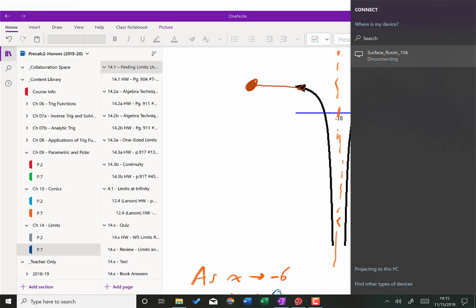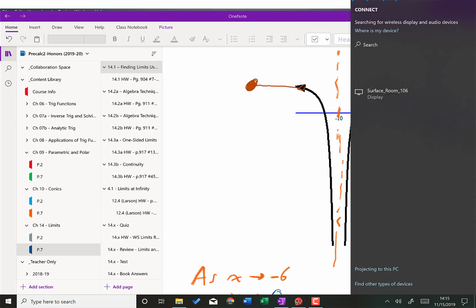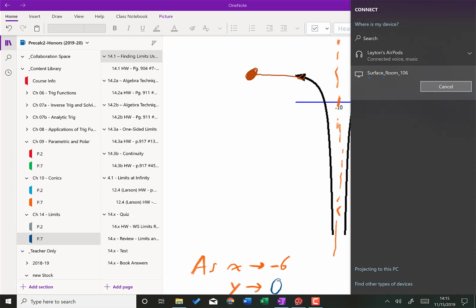And I told you we're going to be spending a lot of time on this graph. And while we're reconnecting, I'm going to try this as well.